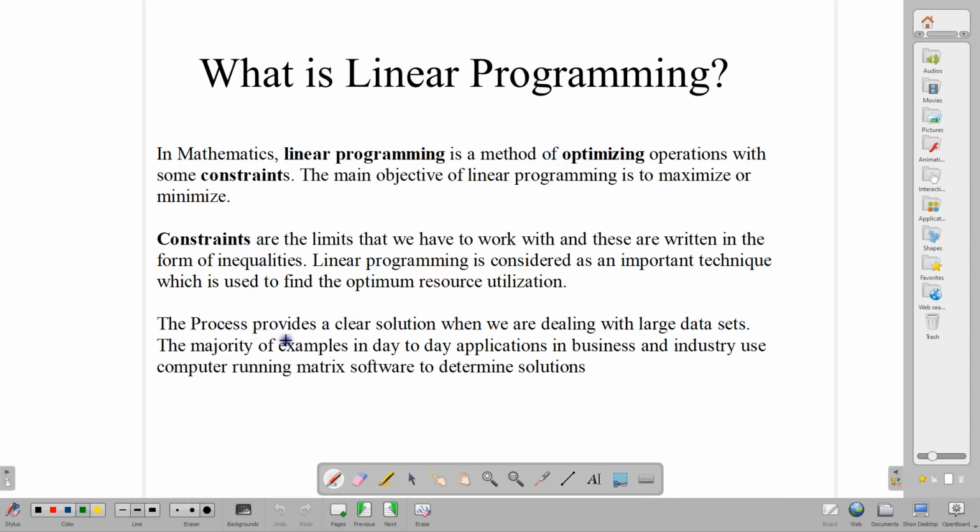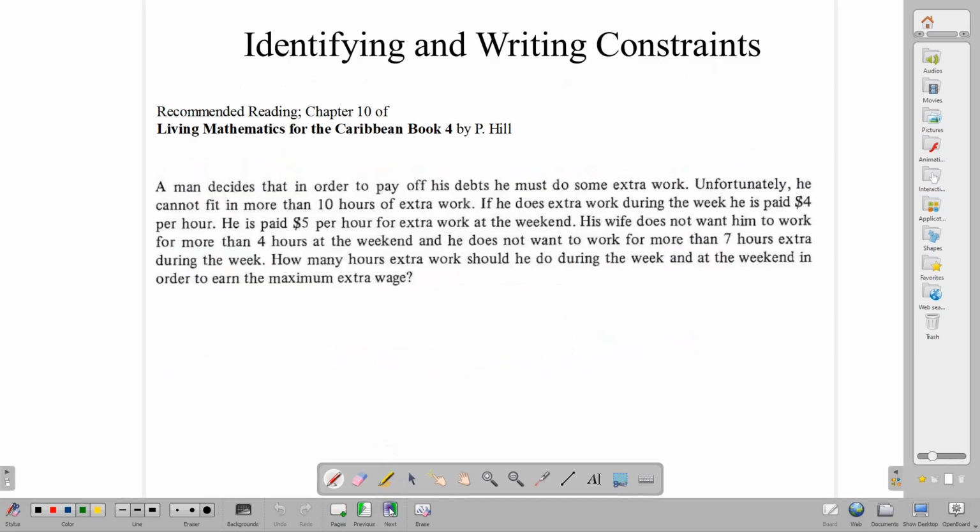The process provides a clear solution when we are dealing with large data sets, such as the one that I mentioned earlier. The majority of examples in day-to-day applications in business and industry use computers running matrix software to determine solutions. Because there's so many variables in the real world, nobody works them out by drawing graphs in this kind of setting that we do. They use matrix software to solve those kind of questions. But in this section, like I said, CXC keeps it simple. We can find our solutions on graphs, and so we'll be concentrating on those. And so now let's talk about what constraints are.